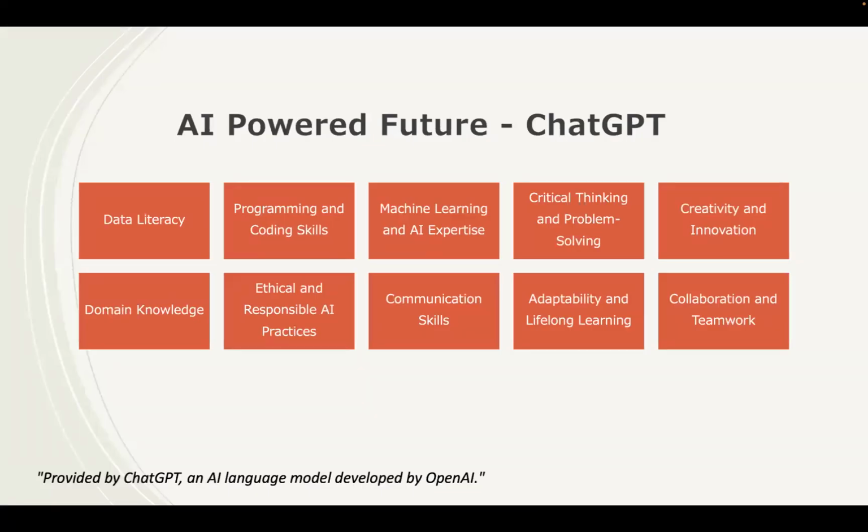But what's kind of funny is I went to ChatGPT, which is a bot for AI interaction, and I asked it a question. I basically posed the question: in an AI-powered future, what kind of skills do we need? And these were the skills that it came up with. So it gave me 10.